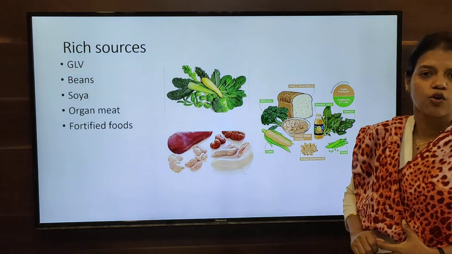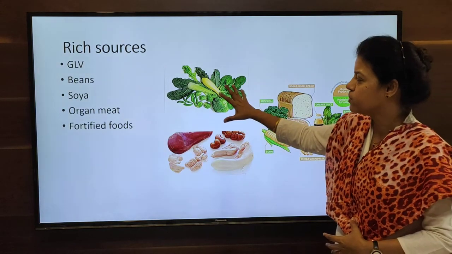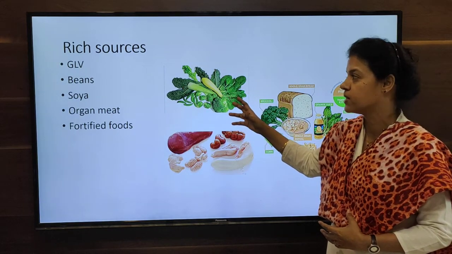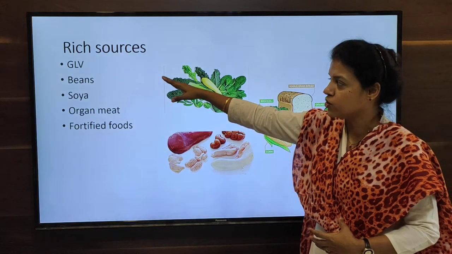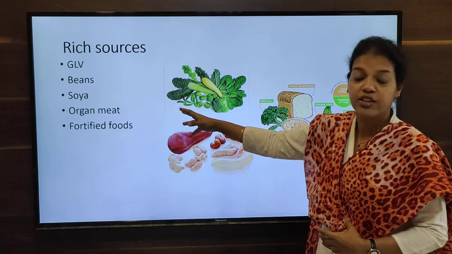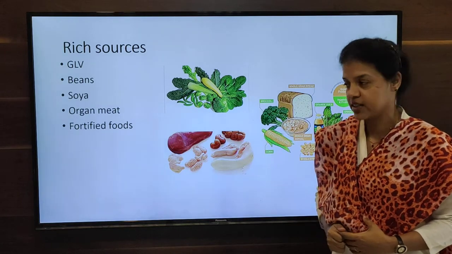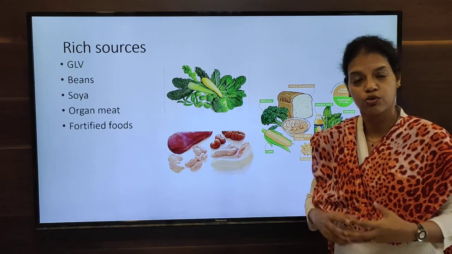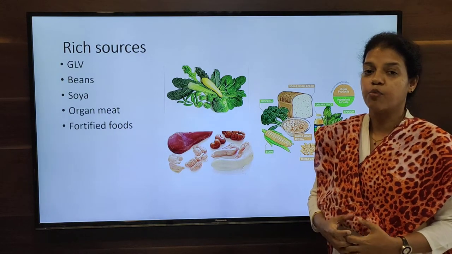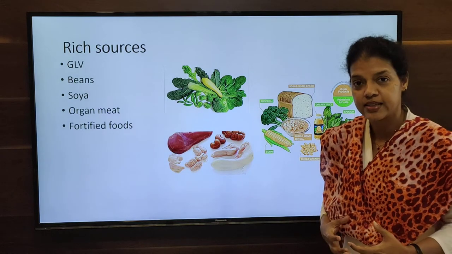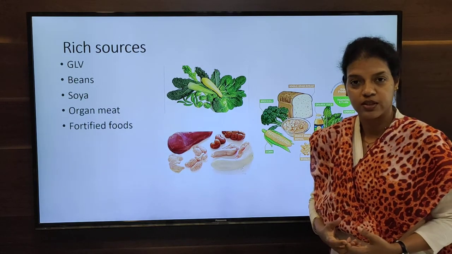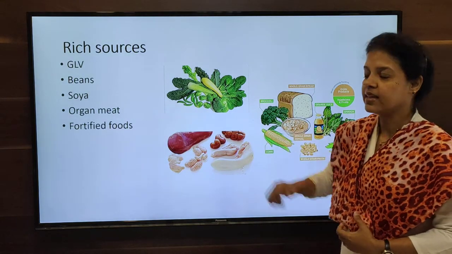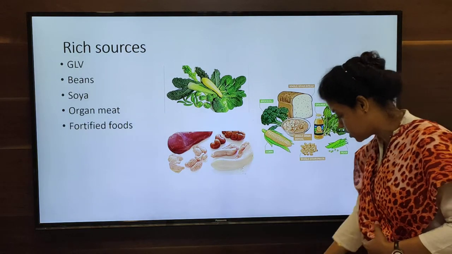So the rich sources of folate, as I said, are green leafy vegetables, and the name folate comes from the term foliage or leafy vegetables. But other sources, as I mentioned, beans, soya beans, and non-vegetarian foods are also rich sources of folate. Now the last category that I have mentioned there is fortified foods. Although this is not a food source, it's not naturally occurring, in populations where the intake of folate is very less, the staple food is often fortified with the synthetic form of folic acid, and that category is mentioned here as fortified foods.